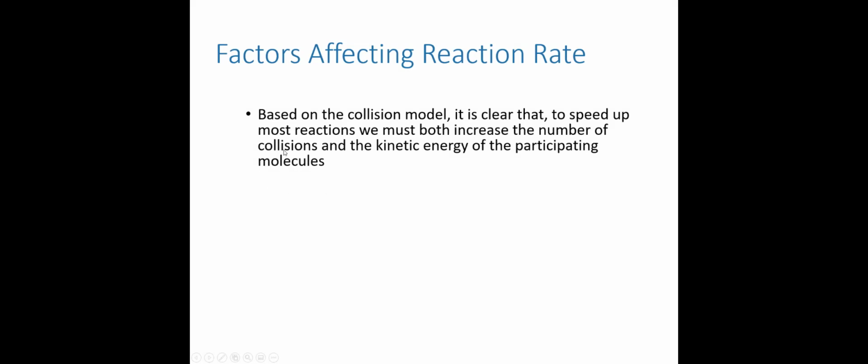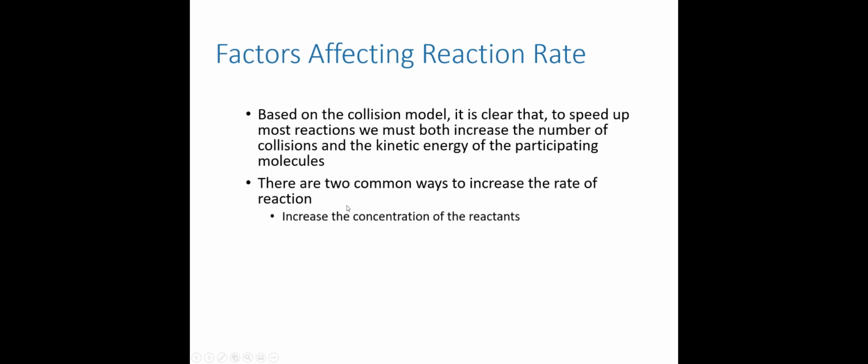So, if we want to speed up a reaction, we need to look to collision theory to see how that's going to happen. First of all, we need more collisions. The more collisions, the more likely molecules are to hit each other in the right orientation. Also, we need the molecules to have enough kinetic energy, or in this case, enough speed for those reactions to occur. There are a few ways that we can do this, but the two most common ways to increase the speed of a reaction are, number one, to increase the concentration of the reactants. The more reactants you have, the more likely they are to collide with one another, assuming that you're keeping them in the same volume of space.